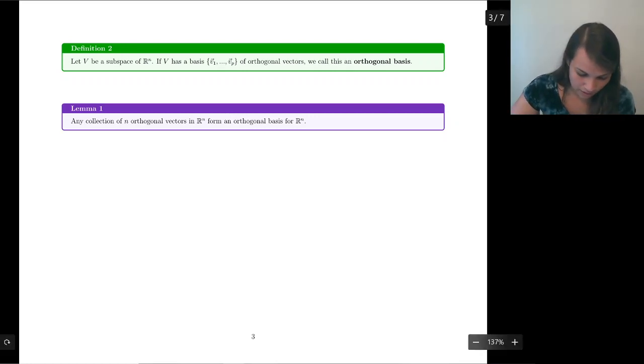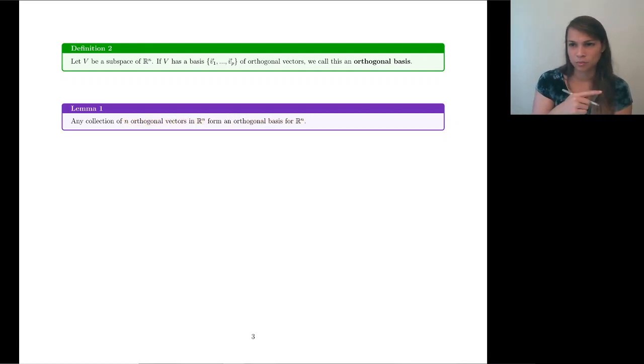So if we have a subspace V and it has a basis of orthogonal vectors, we're going to call it an orthogonal basis. Not so bad. So lemma 1: any collection of n orthogonal vectors in Rn forms an orthogonal basis for Rn. Go ahead, pause the video. This is going to fall out really quickly if you use the theorem that we just used on the last page.